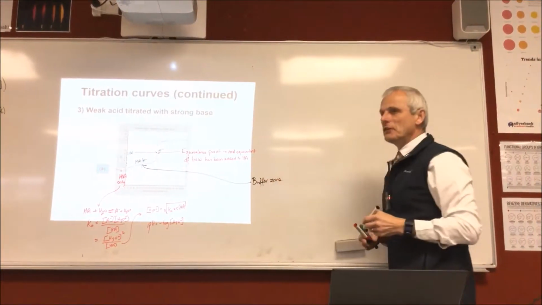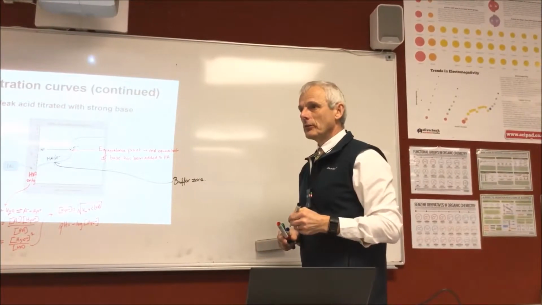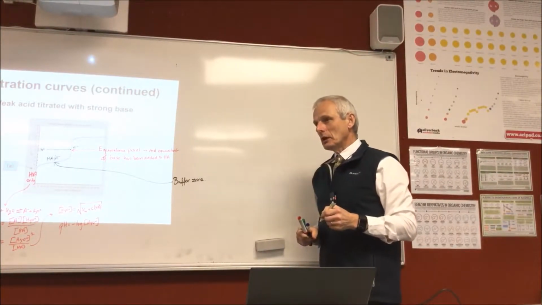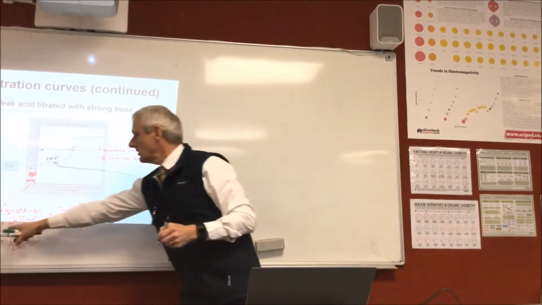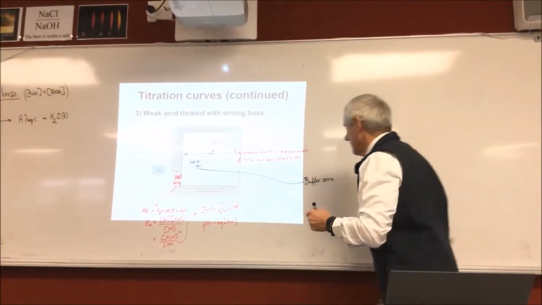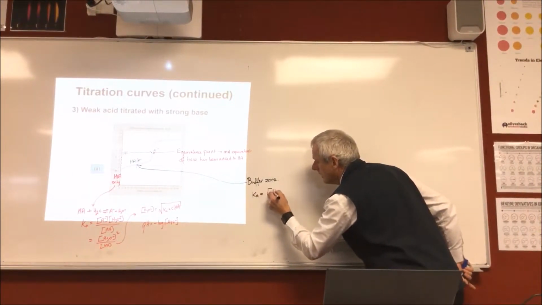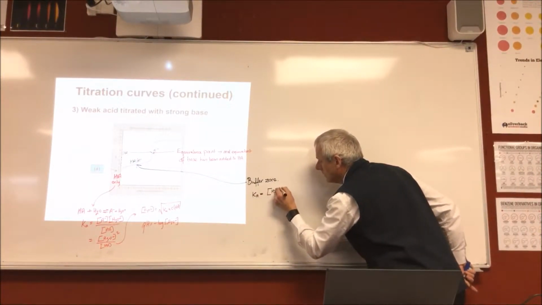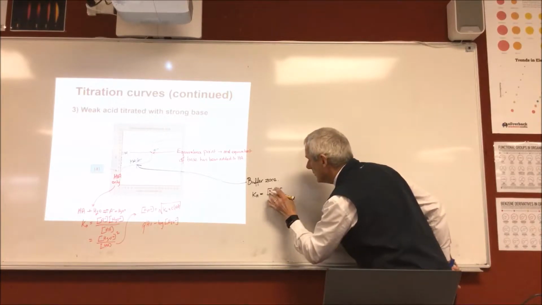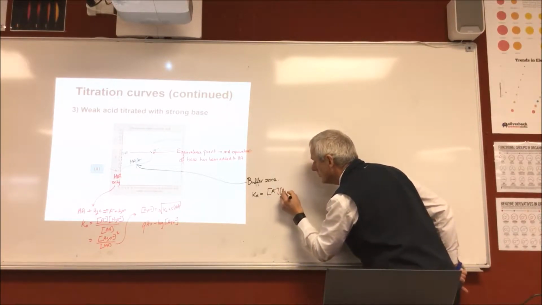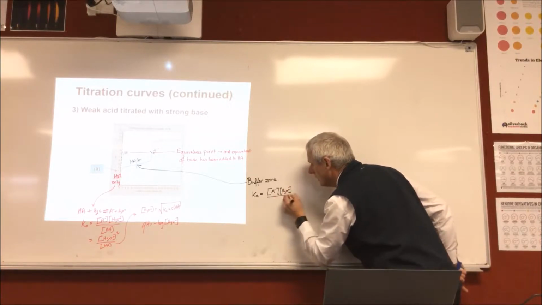Remember I talked about a buffer zone? Now, there's a very simple calculation for buffers. Remember, we've got this Ka here, so we can go back to that, okay? So Ka is equal to [A minus] times [H3O plus] over [HA].